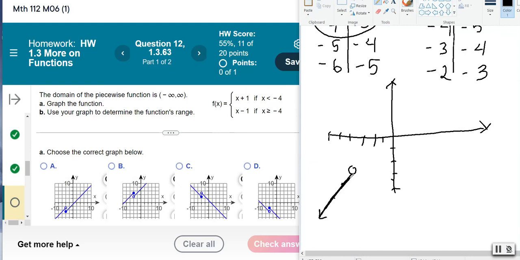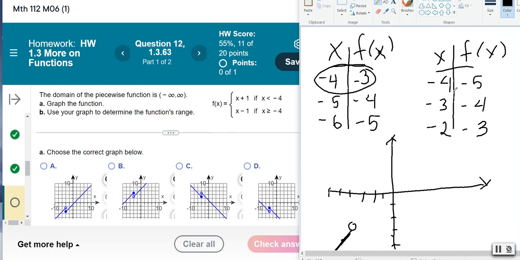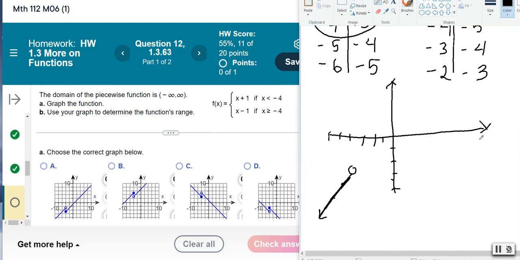It goes right up to x is negative 4, but you have an open circle there. Now for this piece, I'm going to have a closed circle at negative 4, negative 5. So negative 4, negative 5 is going to be down here. And I'm going to put a closed circle. Negative 3, negative 4 is going to be here. Negative 2, negative 3 is here. And this piece looks like that.